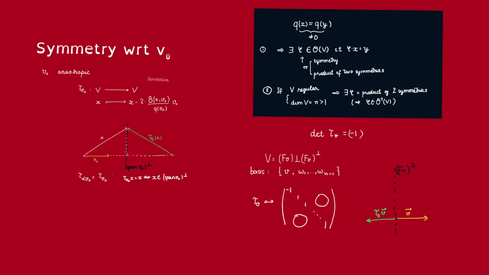Why? Because remember that tau_v is just reflection across this orthogonal complement. So it fixes every vector in this orthogonal complement. It fixes all of the w_i, because if you reflect w_i across this, you get w_i itself. So it fixes all of those and it flips v. That accounts for the -1 here, and thus the determinant of this symmetry is just -1, as we claimed. So that explains why if an isometry is a product of two symmetries, then it must lie in the rotation group, because it has determinant 1.